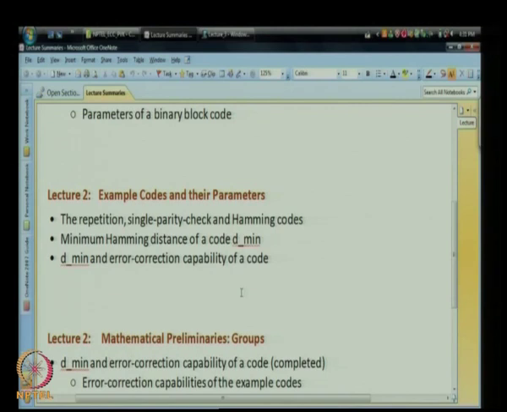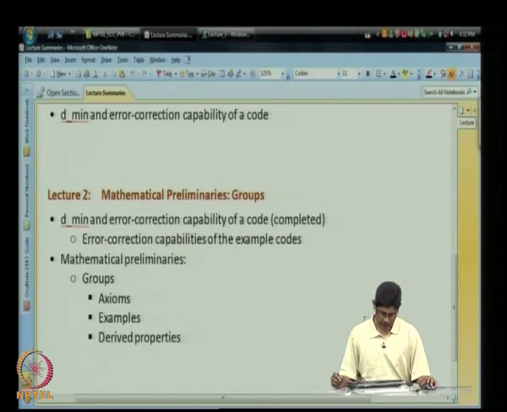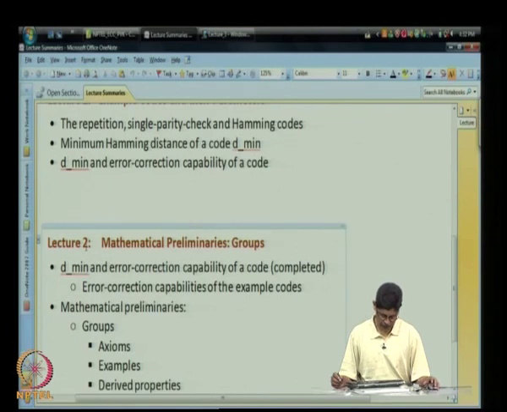Then in the second lecture, we looked at some example codes and their parameters: the repetition, single parity check and the Hamming codes. We looked at the minimum Hamming distance of a code, which is defined to be d min, and then the relationship between the minimum distance of a code and its error correction capability. Then in the last lecture, this should be 3.